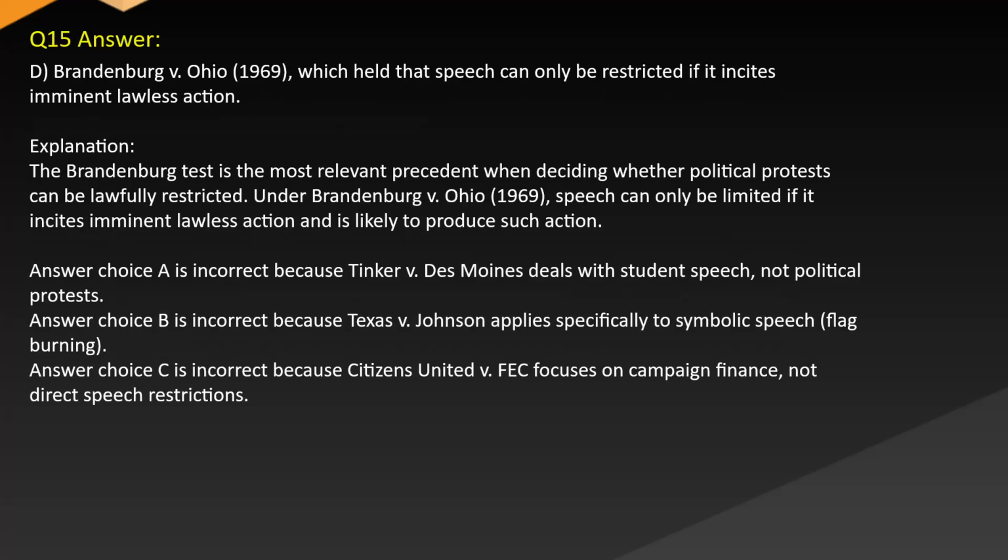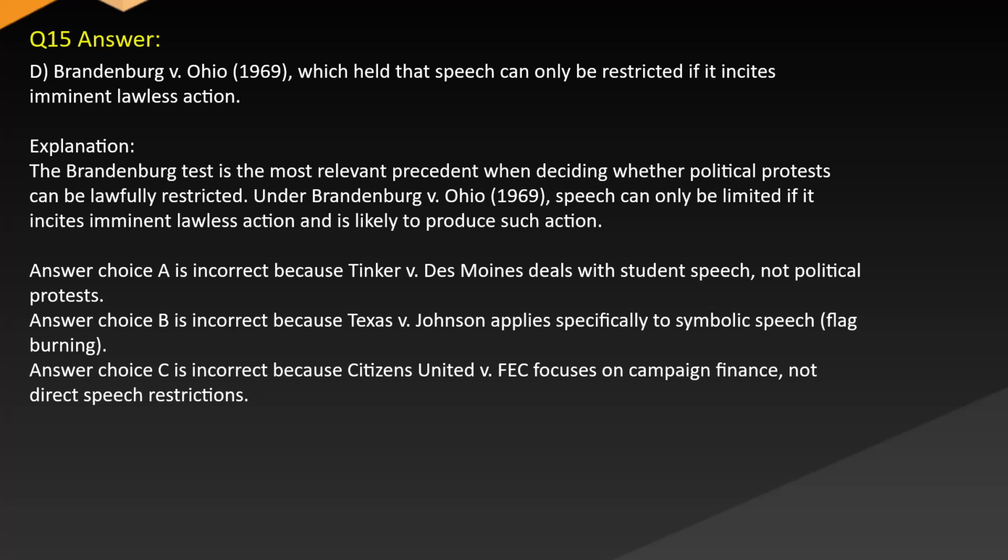Answer D. Brandenburg v. Ohio, 1969, which held that speech can only be restricted if it incites imminent lawless action. Explanation: The Brandenburg test is the most relevant precedent when deciding whether political protests can be lawfully restricted. Under Brandenburg v. Ohio, 1969, speech can only be limited if it incites imminent lawless action and is likely to produce such action. Answer choice A is incorrect because Tinker v. Des Moines deals with student speech, not political protests.